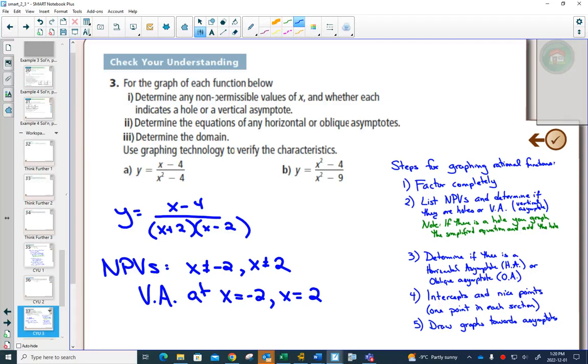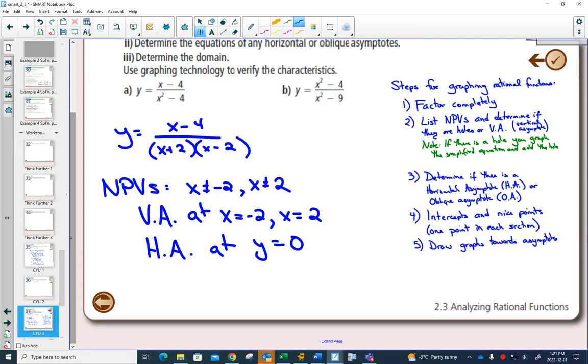Next, horizontal asymptotes or oblique asymptotes. Look at the equation. This one has a parabola on the bottom, a line on the top. So we have a degree that's bigger in our denominator. Remember which type that was? Is that a horizontal or oblique? This is the easiest one. If it's bigger in the bottom, as x gets really, really big, the bottom will get bigger faster, and you'll always have a horizontal asymptote at y equals 0.